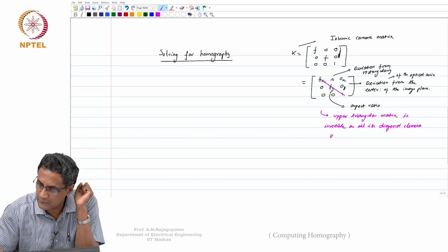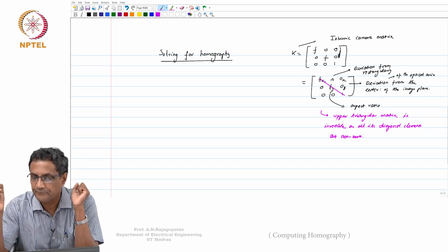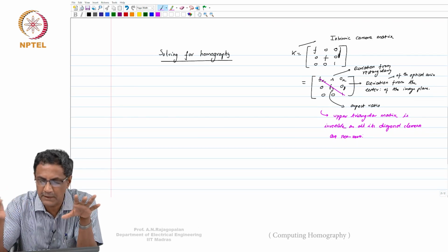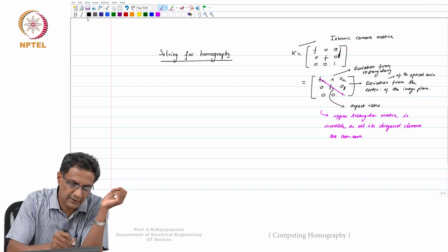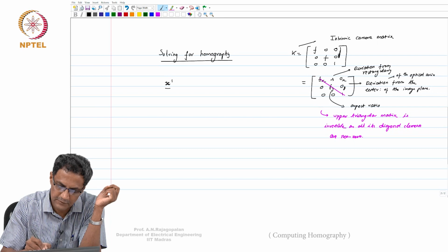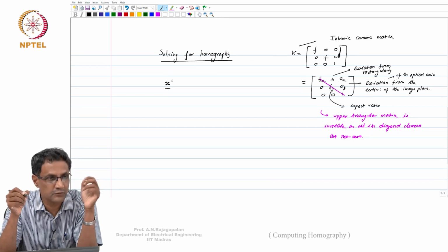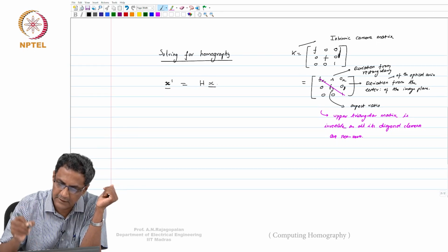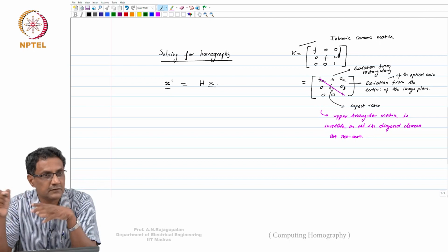Elements are non-zero. Okay. Then now, let's come back. What we are saying is we have x dash, which is the homogeneous coordinate of your target, and the h acts on x, where let's say x is the source.